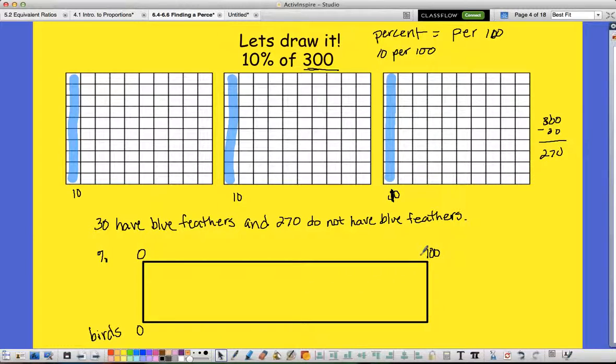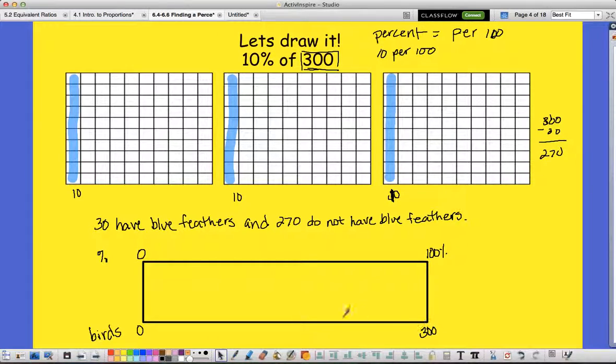We're not working with percentages bigger than 100% because right now we're just talking about what percentages actually mean and how to use them. We're not worried about over 100% at this point. Now, I know that if 100% of the birds have blue feathers, that would mean all of the birds had blue feathers. So that would be my whole. So 100% is equal to my whole. If we said 100% of his friends have blue feathers, we would say, well, duh, 300 have blue feathers. So in this case, 100% is equal to 300.